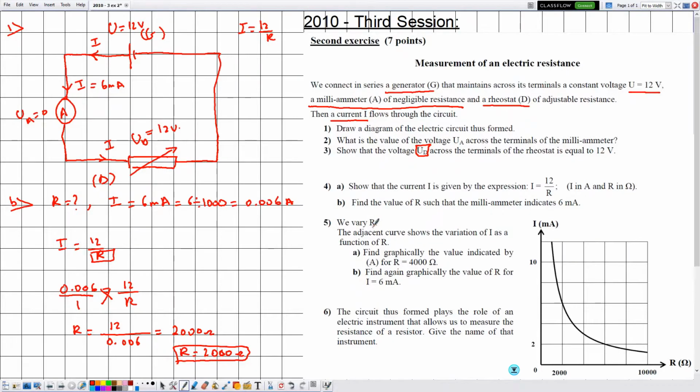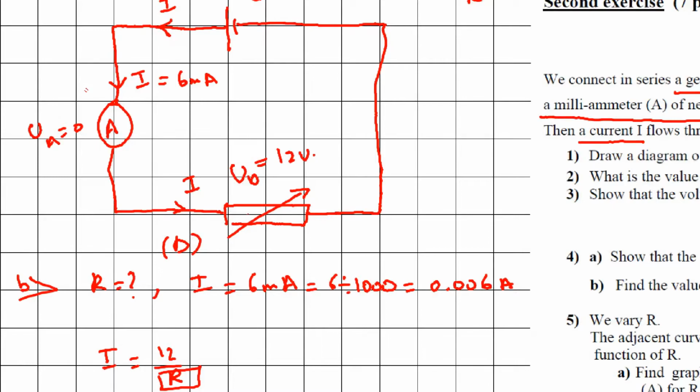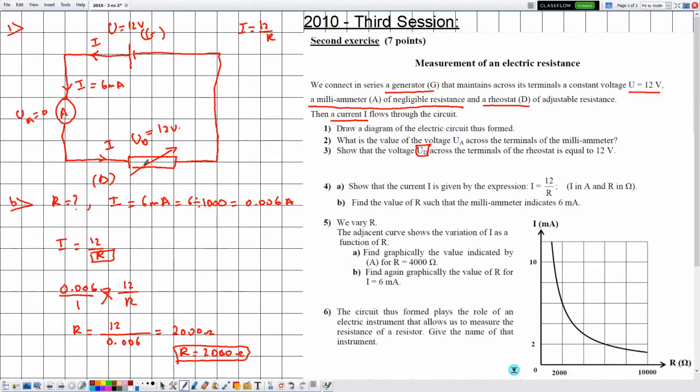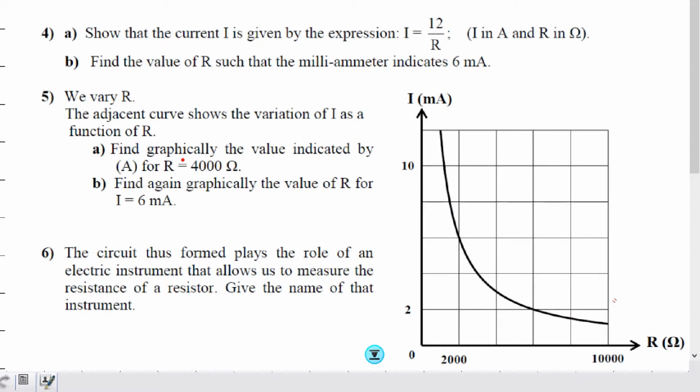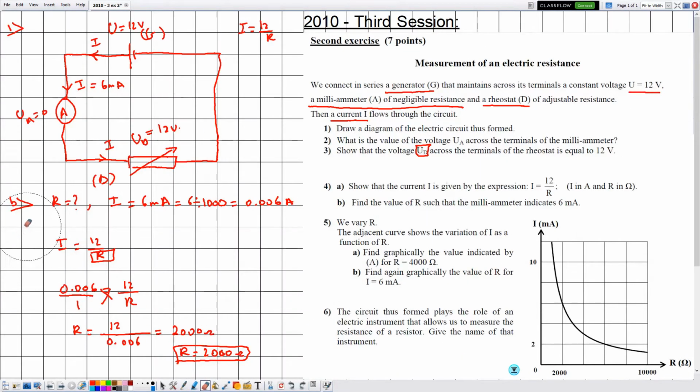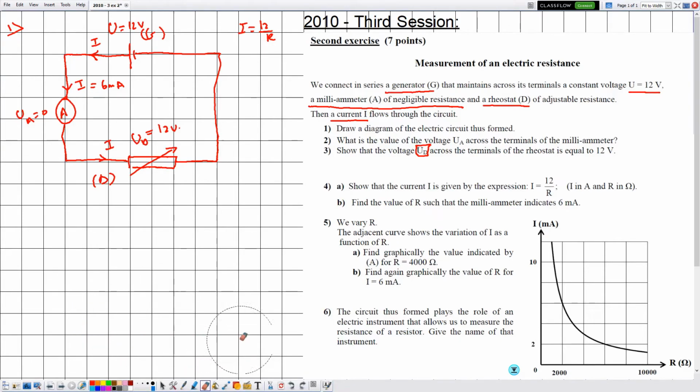Now in part 5 they are telling me vary R. Then here the rheostat, because it is of adjustable resistance, then we are varying the value of R. The adjacent curve shows the variation of I as function of R. Now in part A they are telling me find graphically the value indicated by A for R is equal to 4000 ohms. We are in 5, part A. In other words, we need to calculate the value of I because the ammeter indicates electric current, and because we are using the graph or the curve, let's say graphically.